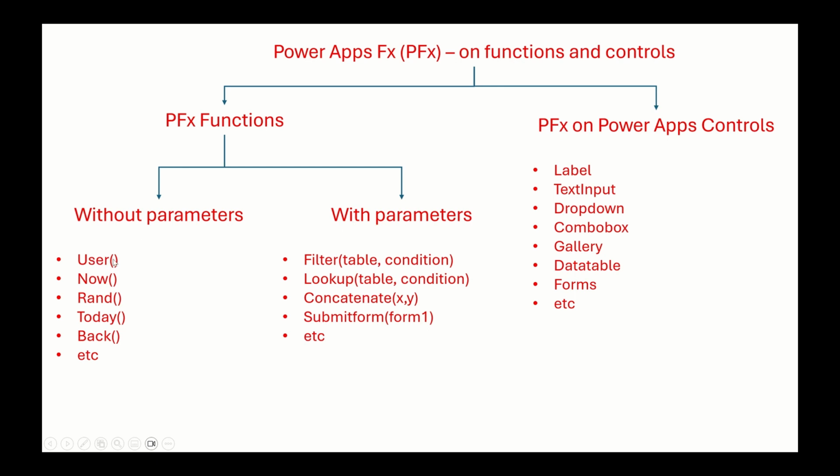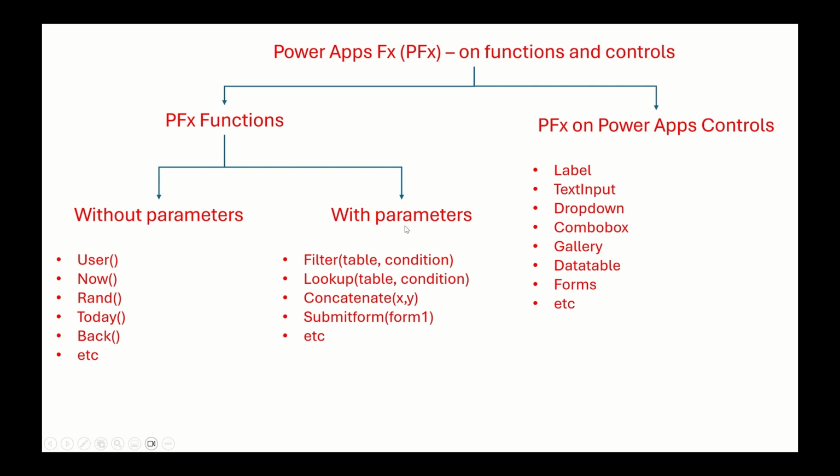As an example, user here carries no parameters in between these brackets. They are parameterless functions. And a classic example is user.email or image and so on and so forth that gives us access to tables within Microsoft 365, or something like now that actually gives us the date and time, so on and so forth.